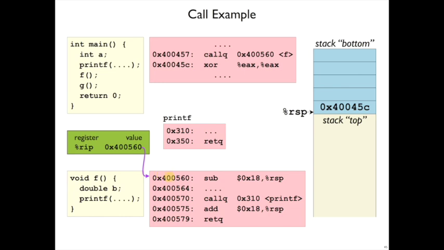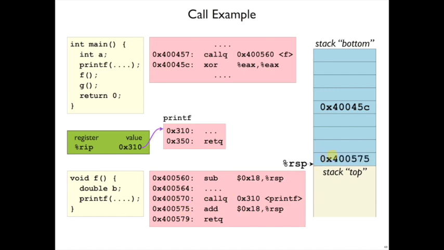F is going to do some work. In particular, it's going to make some room for its local variables. And eventually, it's going to get to a call Q of printf. So that will, again, mean take this next address, put it on the stack, right here, and cause the instruction pointer to jump to the beginning of printf. Printf does a bunch of things that causes output to show up in your terminal. And then eventually, it runs the retq instruction. Retq means take this address, pop it off the stack, and put it in the instruction pointer. So that means this blue arrow is going to point down to hex 400575 right here.